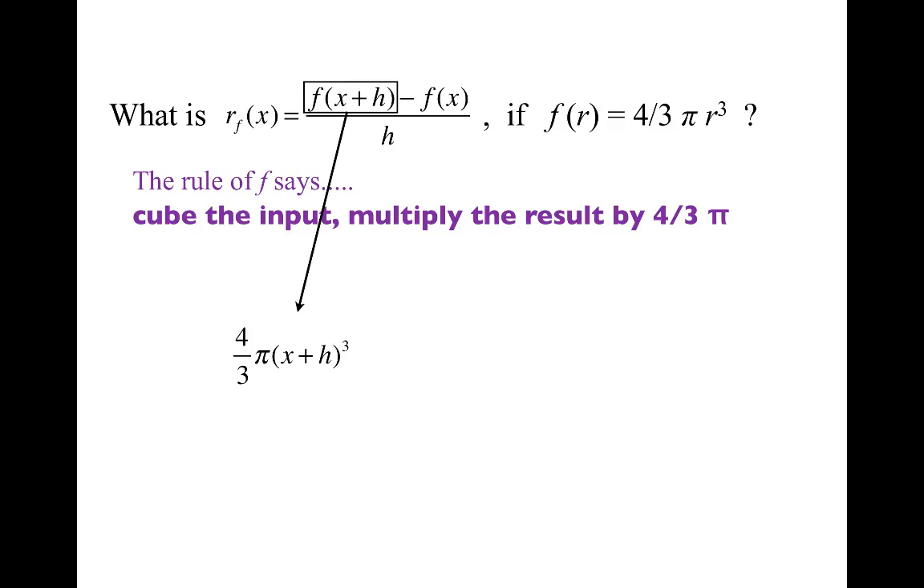Jake, what would f of x be? Right, we're going to cube x this time and multiply it by 4/3 pi. So the first thing we're going to do is cube x, multiply it by 4/3 pi. So that rate function tells us to subtract these two and then do what? Divide by h. Okay, do you follow that?